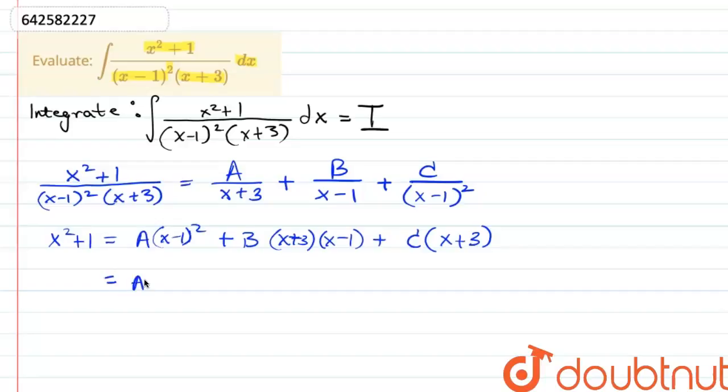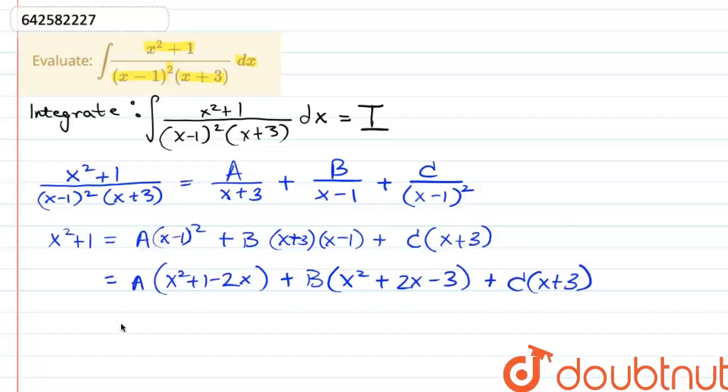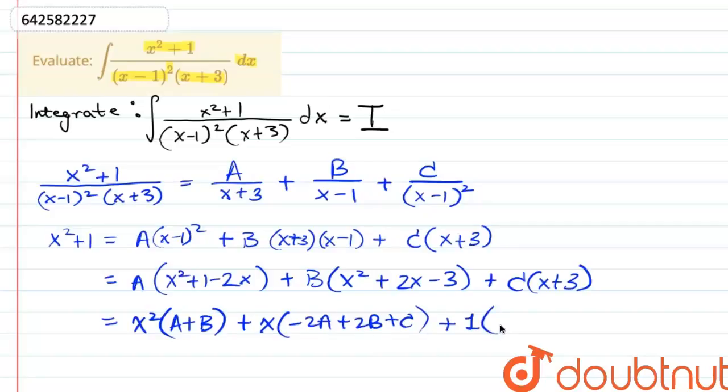So let us expand this. We get a times (x squared plus 1 minus 2x) plus b times (x squared plus 2x minus 3) plus c times (x plus 3). This will simplify as follows. When we take the quadratic terms common, we get a plus b. Taking the linear terms, we get minus 2a plus 2b plus c. The constant terms will be a minus 3b plus 3c.